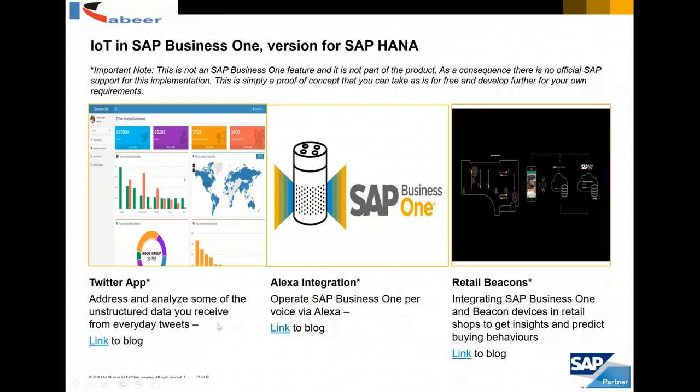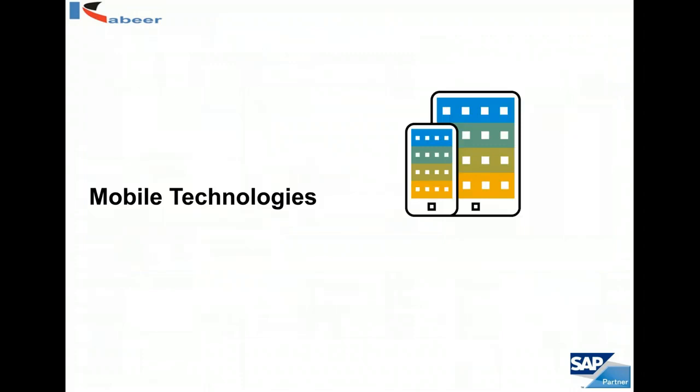There are things like Twitter apps which you can do, Alexa integration, retail beacon. Mobile technologies, of course, we all know mobile. In the last 20 years, if there is one technology which has had a significant and most critically important impact on our day-to-day life, that is mobile technologies. Mobile technologies have a serious impact on the way our personal, professional, business, and social life is done.